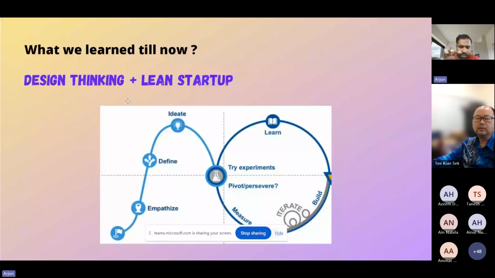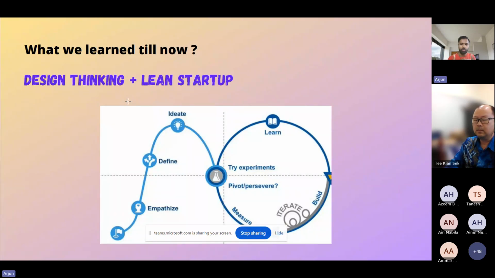So where does this lean startup method fit into the design thinking framework? You may be thinking that okay, design thinking framework and lean startup framework look very similar. Yes, they are very, very similar. Basically both of these things converge at a point. So in the design thinking process, basically you empathize, you define, you ideate, and then you prototype and test, right? That prototyping and testing phase is where this build, measure, learn loop comes into the picture.